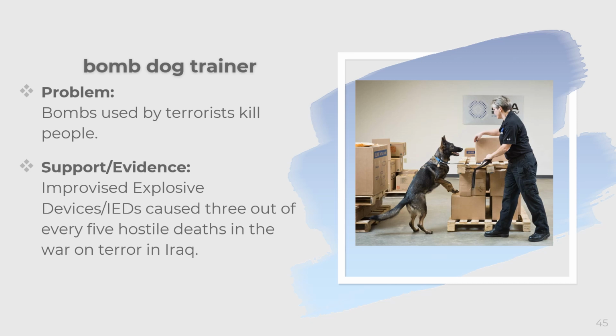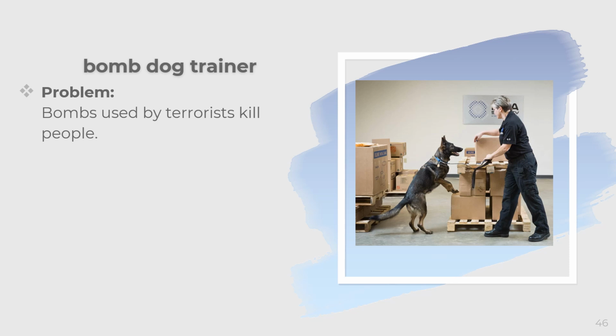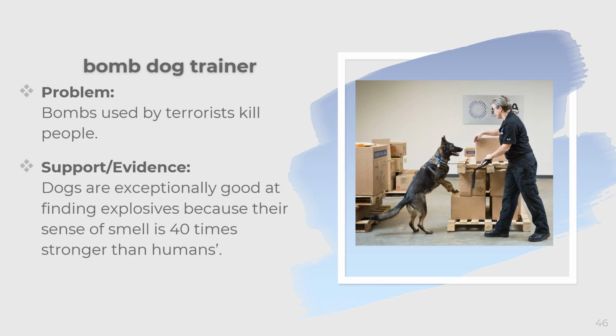Improvised explosive devices, or IEDs, these are bombs, caused 3 out of every 5 hostile deaths in the War on Terror in Iraq. So that clearly demonstrates your problem. All right, let's have the same exact problem. Bombs used by terrorists kill people, but let me demonstrate a support or evidence that is clearly off the mark.